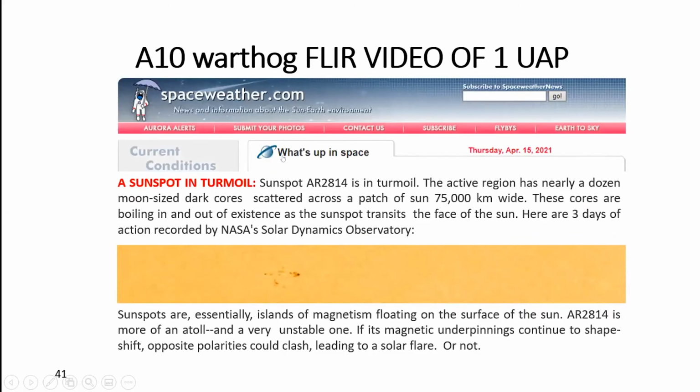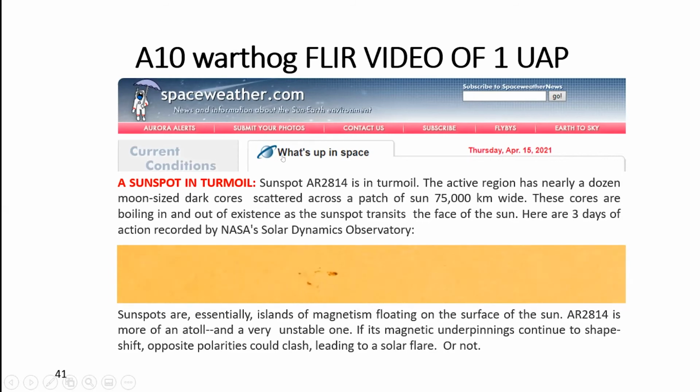Also reported on the 13th, on the 15th was a sunspot. The active region has nearly a dozen moon-sized dark cores scattered across a patch of the sun 75,000 kilometers wide. These cores are boiling in and out of existence as the sunspot transits the face of the sun. Here are 3 days' action recorded by NASA's Solar Dynamics Observatory. Sunspots are essentially islands of magnetism floating on the surface of the sun.